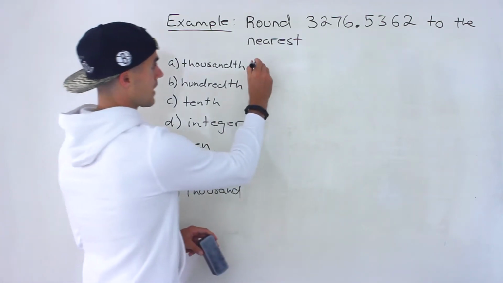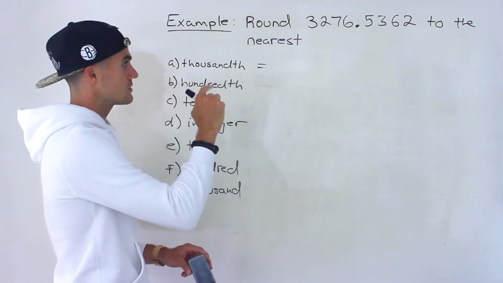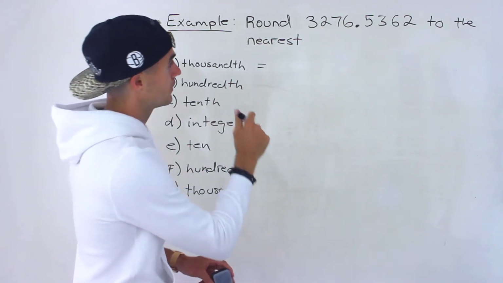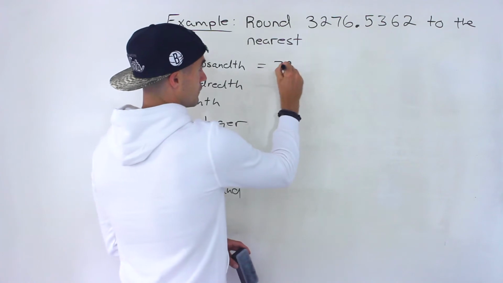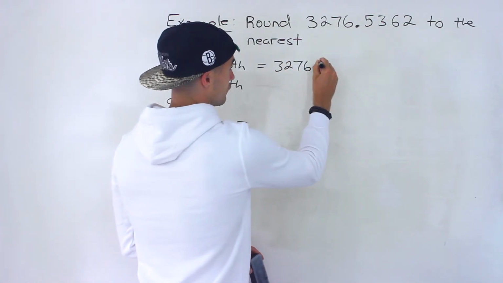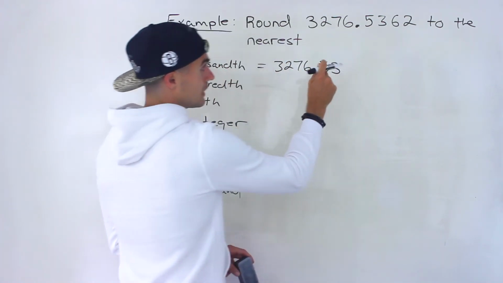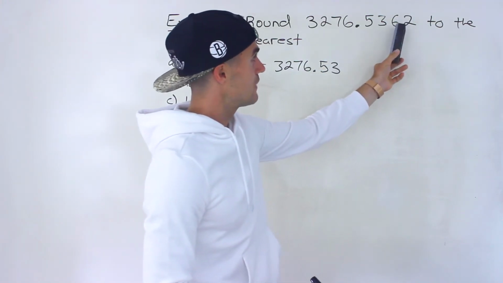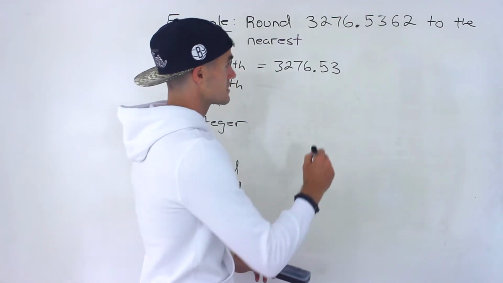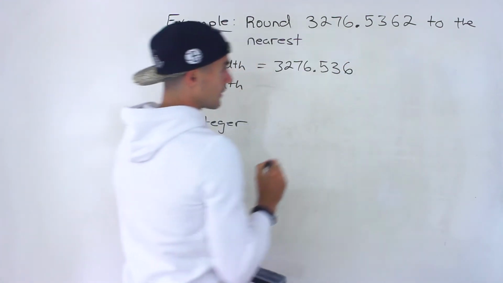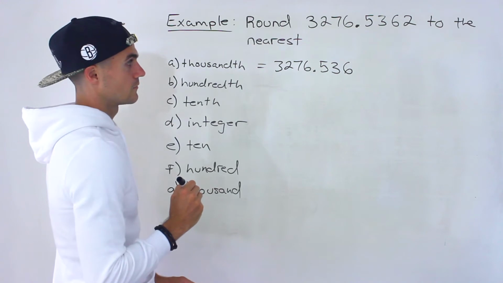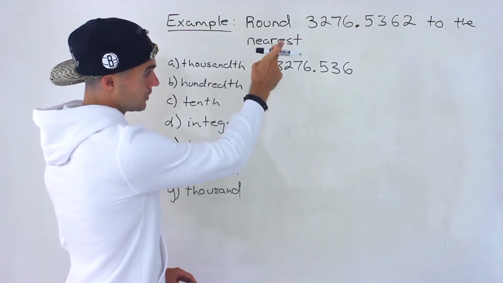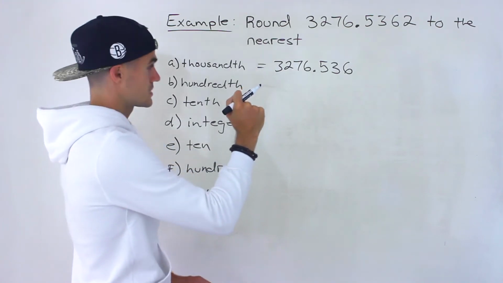So starting with part A, for rounding to the nearest thousandth, that is 3 decimal places. Notice that it's in 4 decimal places, so everything else would stay the same, 0.53. And then we look at the 2. Since it's less than 5, this value would stay the same. We wouldn't round that value up. So that would just be a 6 right there. So that is taking that number and rounding it to the nearest thousandth.